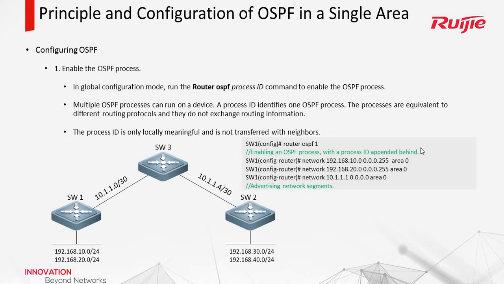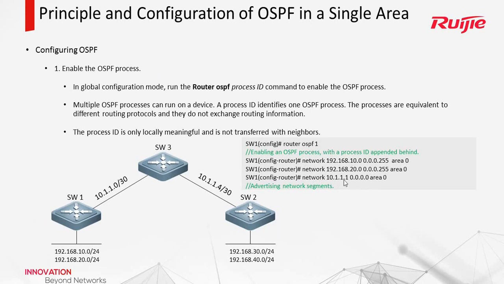If you want to configure OSPF, the first step is to enable the OSPF process. We can use the command router ospf with a number. This number is the process ID. It's just used locally and will not be exchanged with other devices. Then we need to use the command network to enable which interface you want to run OSPF.